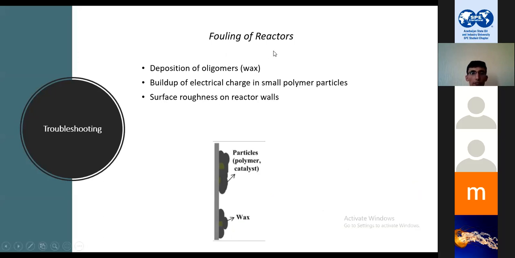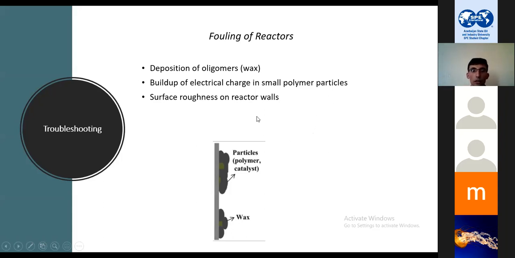And also we have some fouling of reactors. We can say fouling of reactors. This is something related exactly to the polymer industry. The reasons can be deposition of oligomers. As I've talked about before, oligomers are like polymers, but having shorter chains or lower molecular weights, and also buildup of electrical charge in small polymer particles can also be a reason for fouling on the reactor walls.